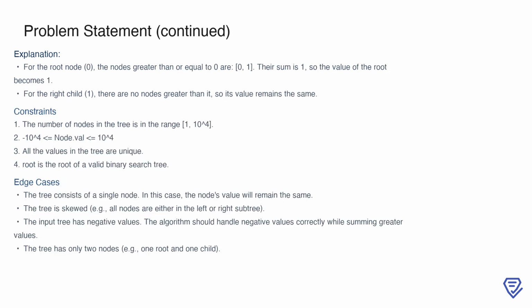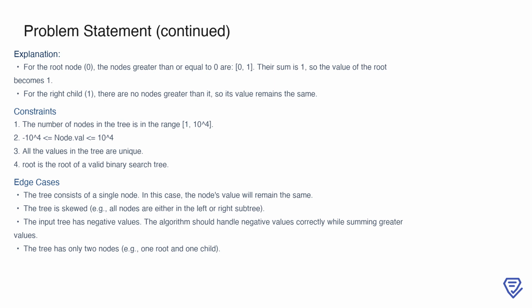Now, let's look at a simpler example to reinforce the concept. If the input tree has just 2 nodes, with 0 as the root and 1 as its right child, the transformation works like this. For the root node 0, the nodes greater than or equal to 0 are 0 and 1. Their sum is 1, so the root's value becomes 1. For the right child, which is 1, there are no nodes greater than it, so its value remains unchanged.